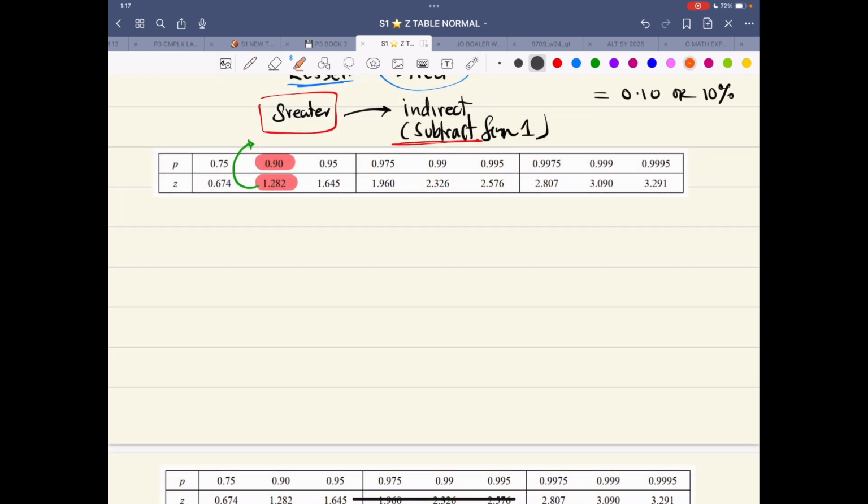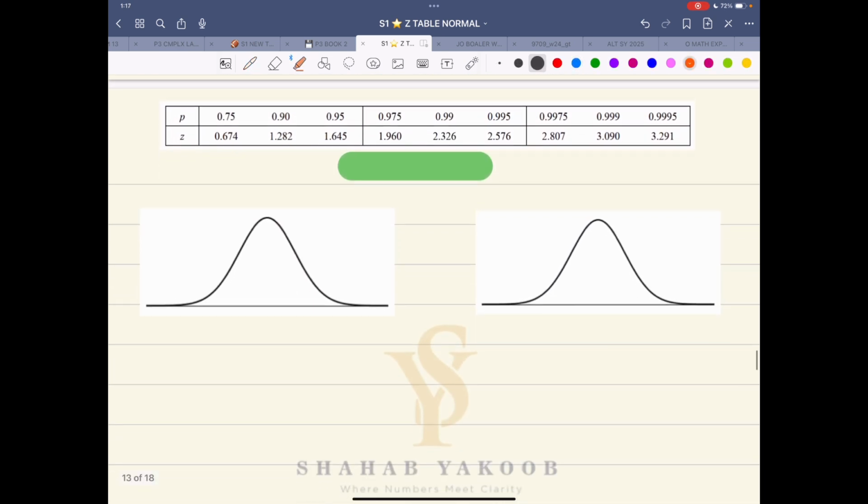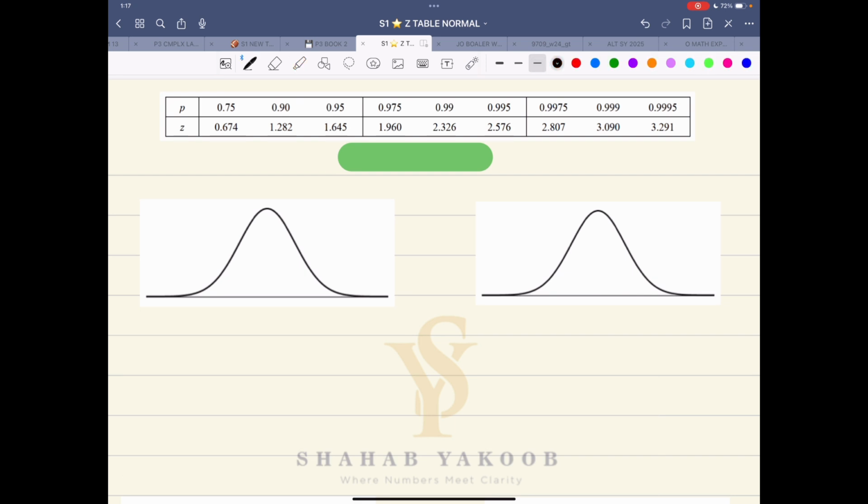So now let's move on to rule number 3. What is it about? What about negative values of z? They're not in the table. Only positive values are given. That means we will now use the concept of symmetry because it's a bell-shaped symmetric curve.